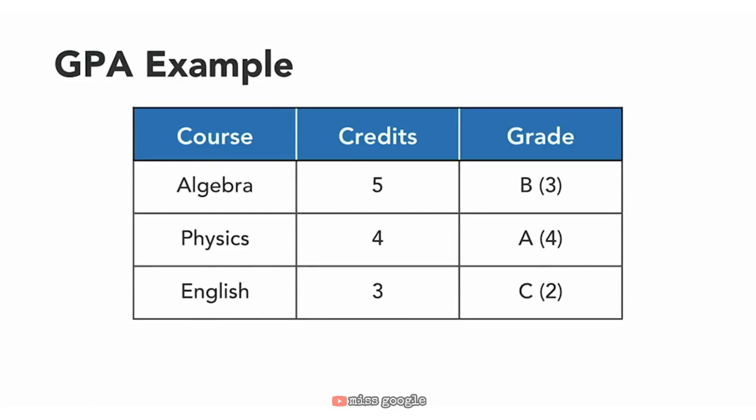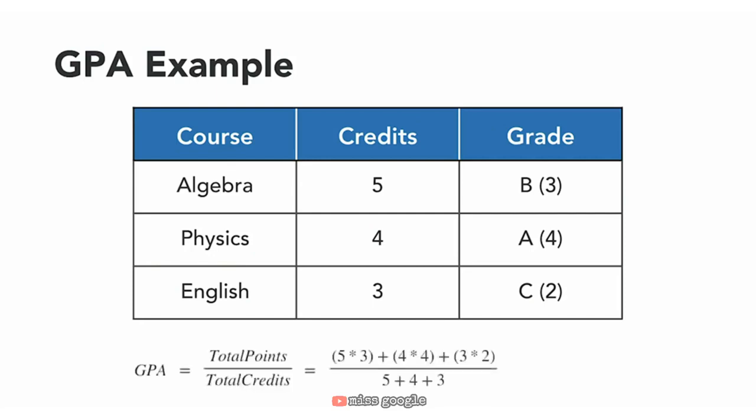Let's say some student named George took 3 courses: Algebra, Physics, and English. Algebra is worth 5 credits, Physics 4 credits, and English 3 credits. And he got a B in Algebra, an A in Physics, and a C in English. So to calculate George's GPA, the total points are calculated by adding the products of the grades by the credits in each course. We'll divide this by the total number of credits in the courses. So in this example, George would get a GPA of 3.08.